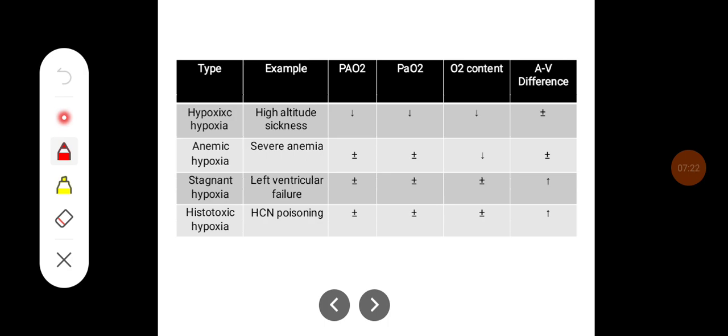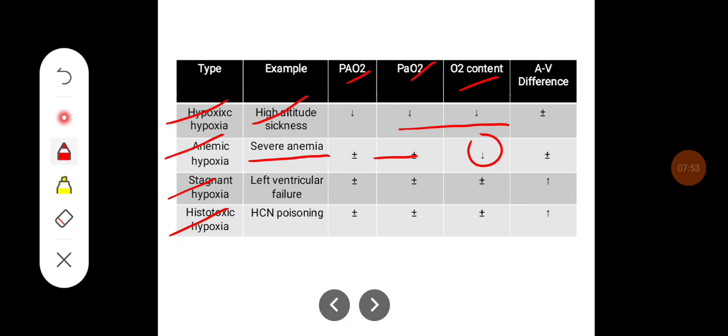So, this chart shows the difference in all the four types of hypoxia, that is, hypoxic, anemic, stagnant, and histotoxic hypoxia. Hypoxic hypoxia can occur in high altitude sickness, where the partial pressures of alveolar and arterial oxygen and oxygen content are reduced. In anemic hypoxia, for example severe anemia, the alveolar and arterial PO2 are normal, but oxygen content is reduced.